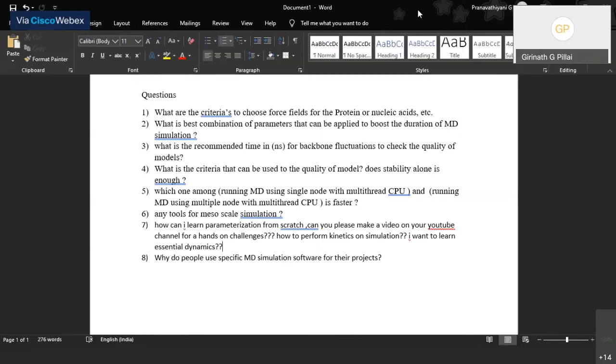Now, how to perform kinetics in simulation? I really don't know. Are you talking about reaction kinetics or rate, is that what you're looking for? Then I have not performed any, and I don't know. There are other microkinetics tools available. I don't know what is free. I know paid ones. I really don't want to comment.